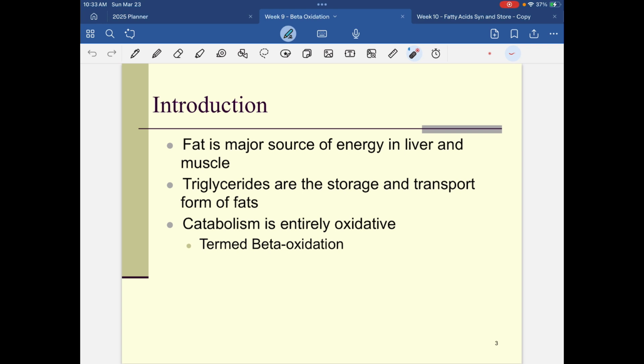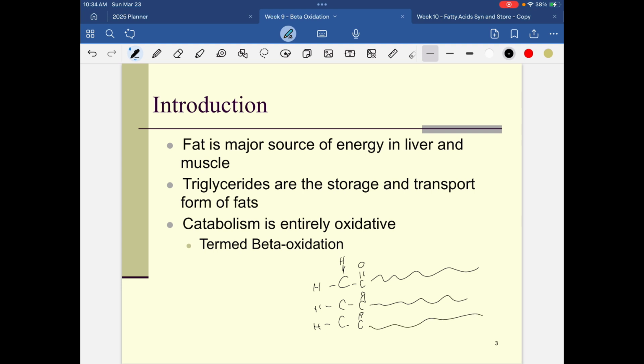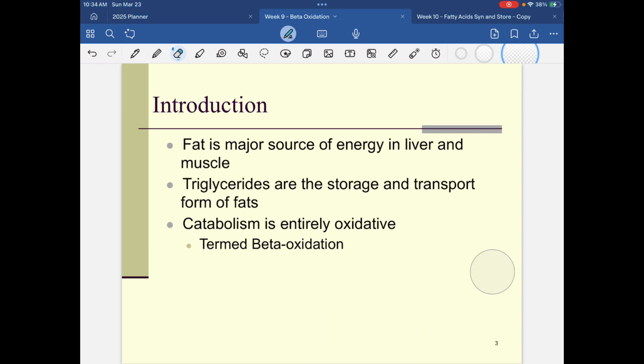So fats we usually see as triglycerides. Remember, that's like our glycerol backbone. I'm just rough sketching. This is not accurate, and then you have your fatty acids attached to it. So that's your triglyceride. Does that mean that all fats are packaged like that? No. It just is the most common packaging.